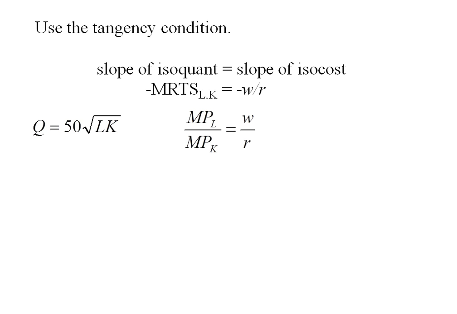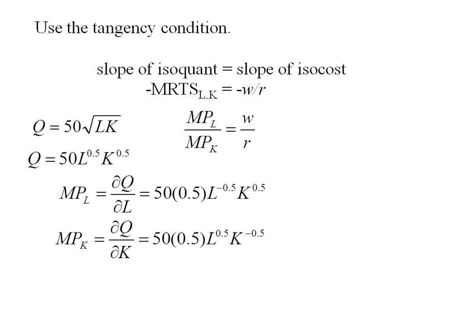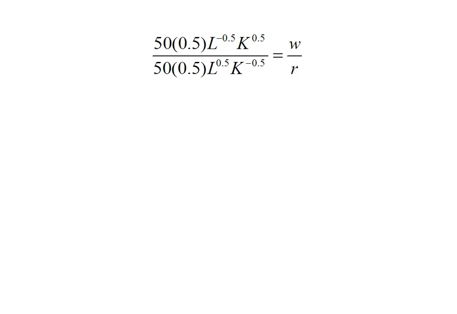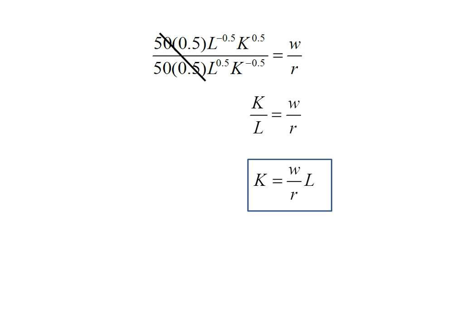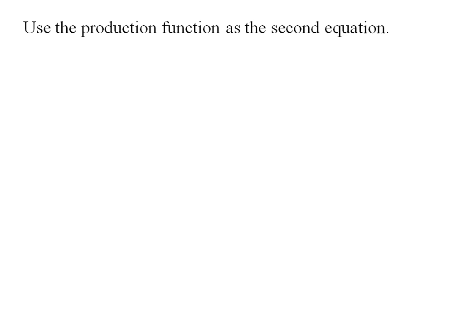Going back to my production function, I'll take the partial derivatives with respect to L and K. And this is a function that we've done several times before, so you're going to recognize the marginal products. I'll plug those in, and it's going to simplify nicely. In this case, I don't have particular values for W and R, so that'll stay general, and I'll have K equals W over R times L. So that's one of the equations I'll use.